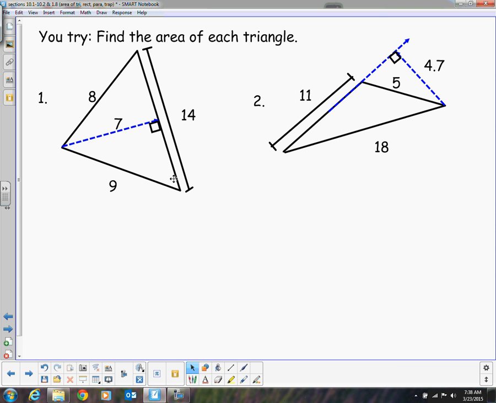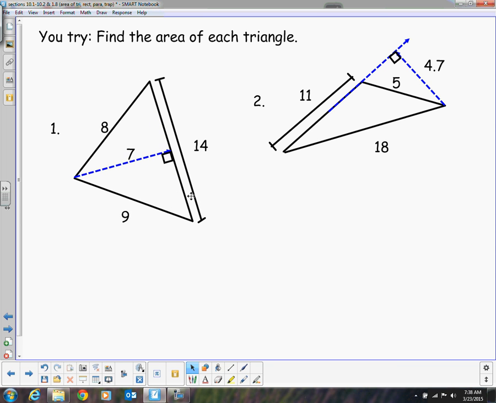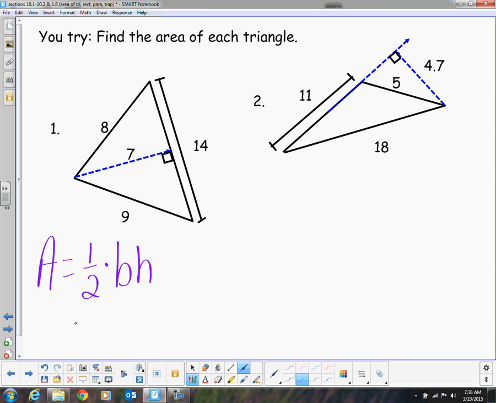So, what do you think you'd have to do on this one? Oh, I gave you everything. Area equals 1/2 base times height. Why did you choose 7 and 14? Because that's where the perpendicular is. So this is going to be 49 when it's said and done.